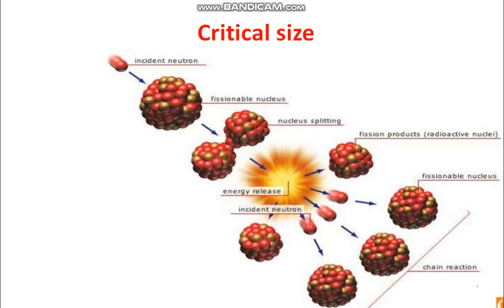So, the critical size of a system containing fissile material is defined as the minimum size for which the number of neutrons produced in the fission process just balances those lost by leakage and non-fission capture. The mass of the fissionable material at this size is called the critical mass. A chain reaction is not possible if the size is less than the critical size.